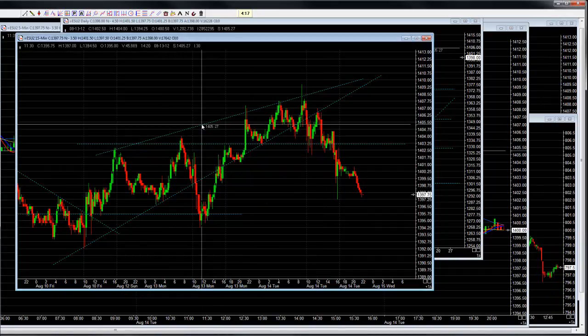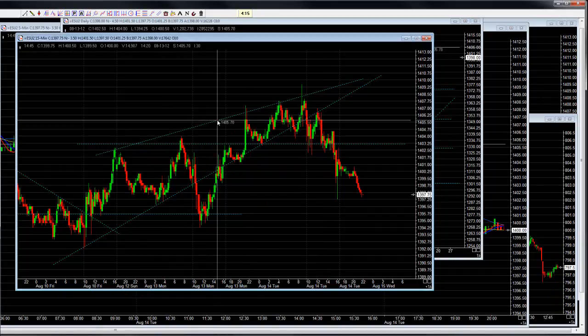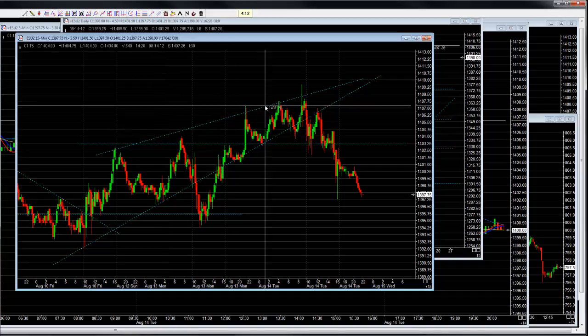I've also got this trend line up here. It's not too significant at the moment. It's just a bit of a basis. You can see it's not really clear. I've just got it there as a guide.